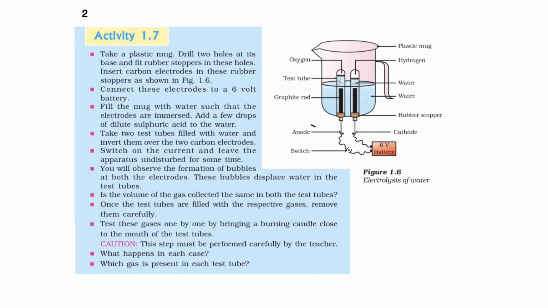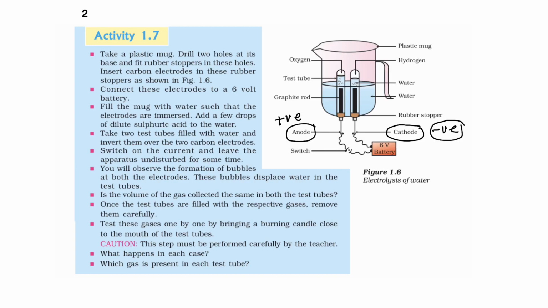See, here you can see anode, right? And cathode. Remember, anode is the positively charged electrode. Remember it, they will ask. The positively charged electrode is the anode and the negatively charged electrode is the cathode.